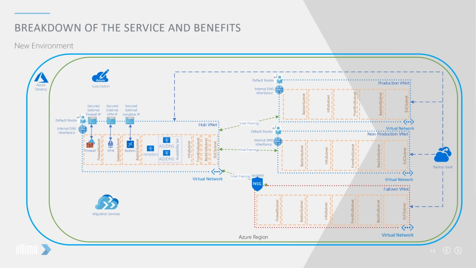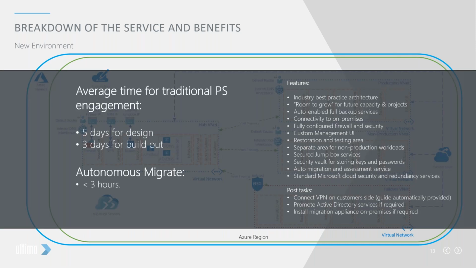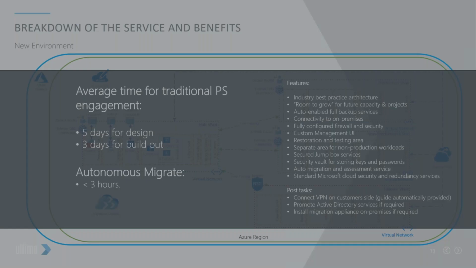For the technical people on the call, this is effectively what we give you at a very high level as an architecture to start off with. It gives you full firewalling, full backup services, and connectivity to on-premises. We give you management UIs, dedicated restore and testing areas, dedicated secure jump boxes, secure password vaults, and assessment services. We do all this through automation, and we can give you this environment ready to go in less than 3 hours, as opposed to a standard engagement, which usually takes about 8 days to build out by hand from scratch.